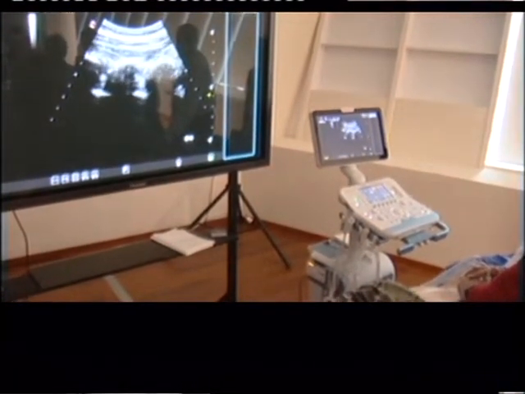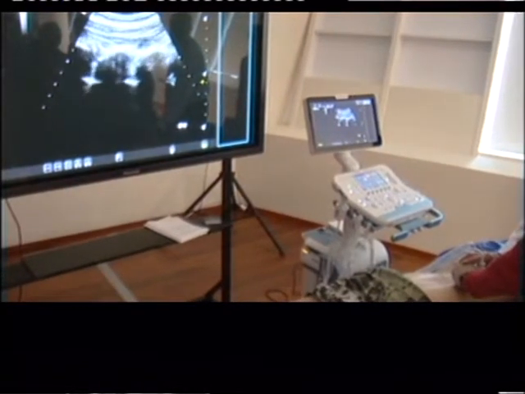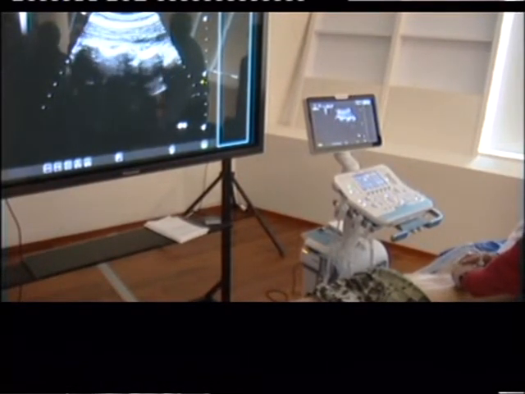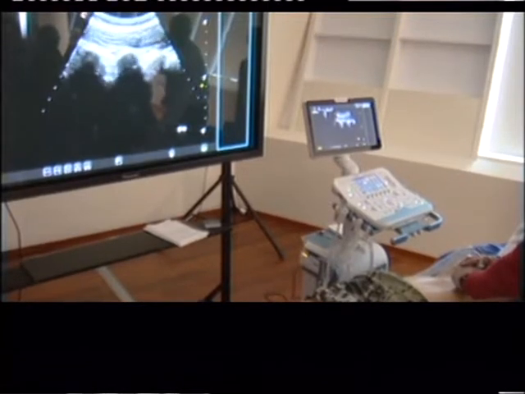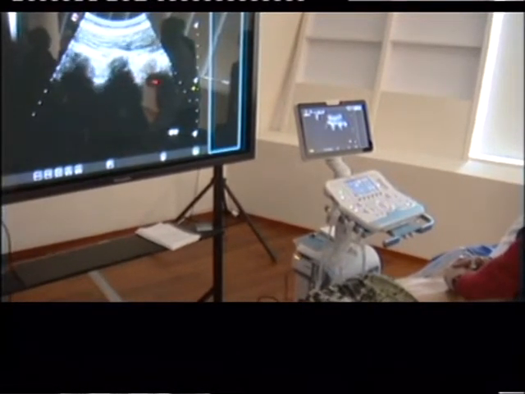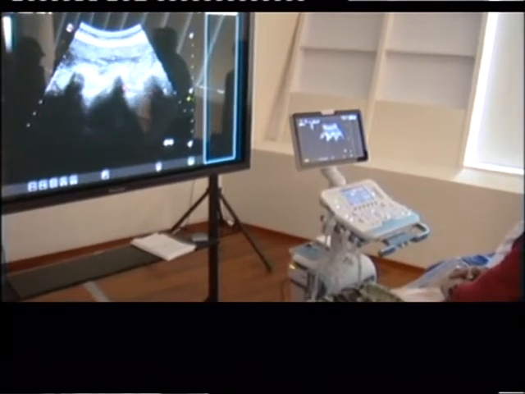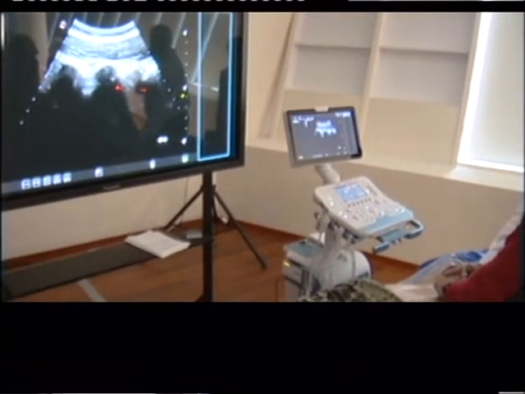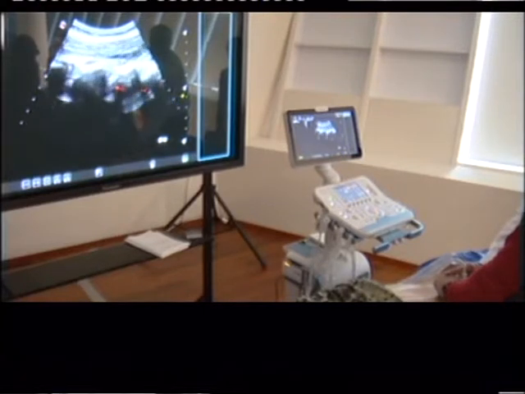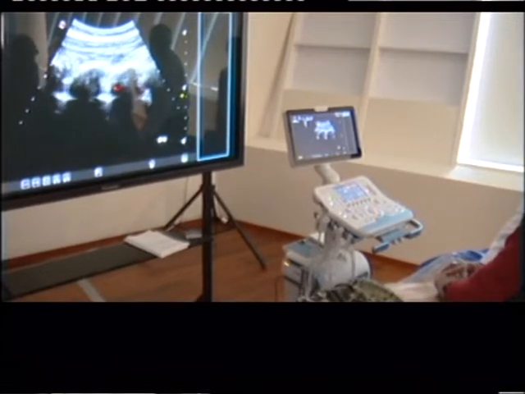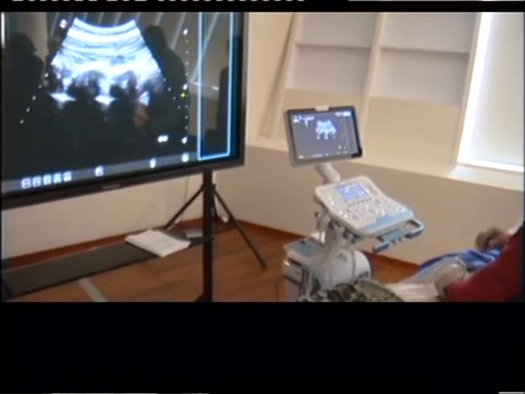Iris della lamina. Lamina. Facets. Io sono radiologo. Nerve roots, transverse process, nerve roots, facets, lamina. But you see the angle? Yeah. Okay, you do it.